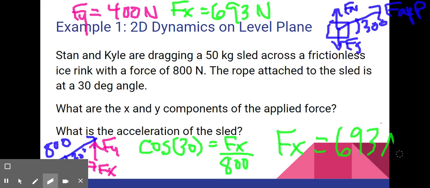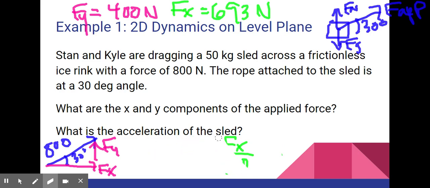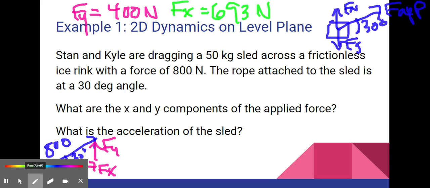All right, so we're going to erase that and look for part 2. So we've answered part 1 of the problem: what are the x and y components of the applied force? Now we're going to try and find the acceleration of the sled. So the sled is not moving up or down. It's not floating in the air. The problem's not saying anything about that, so we're just going to assume it's not floating in the air.